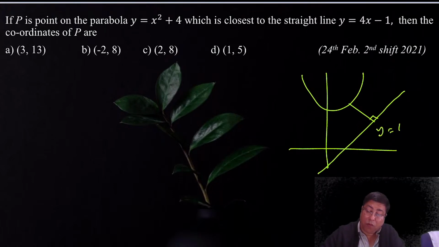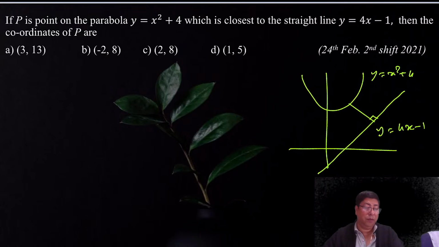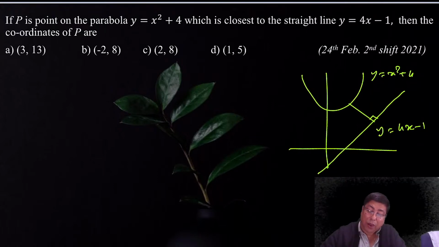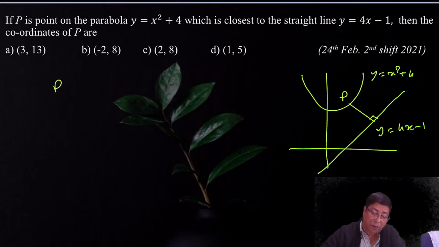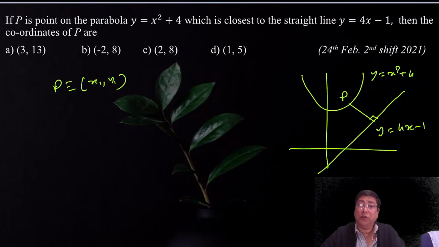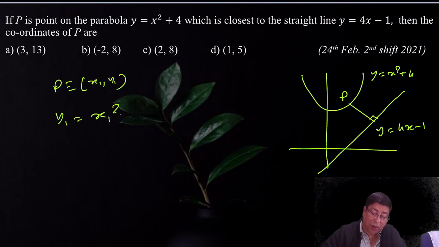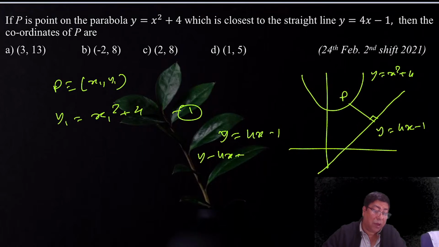The curves are y equal to 4x minus 1 and y equal to x square plus 4. I have drawn a rough diagram. Let P be a point (x1, y1). We have to solve the sum very fast, and for this a rough diagram is very much needed. So we can write y1 equal to x1 square plus 4, because y equal to x square plus 4. This is number 1. The equation of the line is y equal to 4x minus 1, so y minus 4x plus 1 equal to 0.